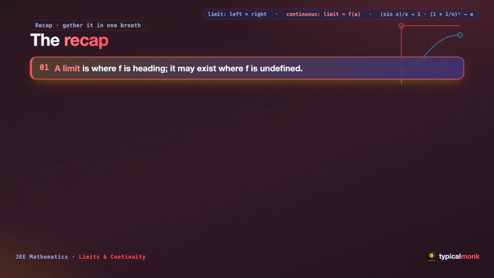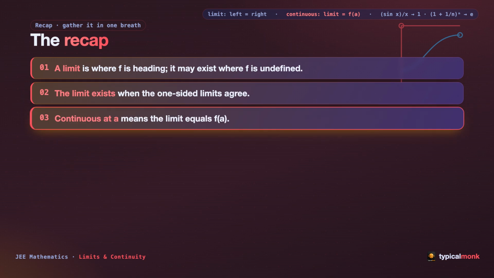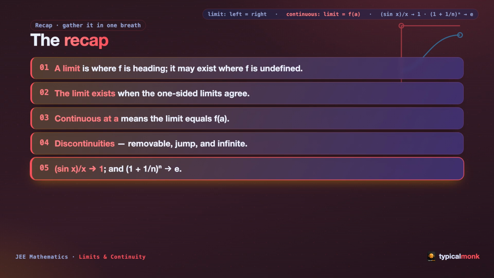Let us gather it all in one breath. A limit is where f is heading, and it may exist where f is undefined. The limit exists when the one-sided limits agree. Continuous at a means the limit equals f of a. The discontinuities: removable, jump, and infinite. Sin x over x tends to 1, and 1 plus 1 over n, all to the n, tends to e.